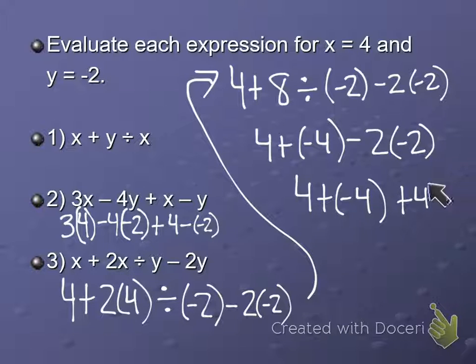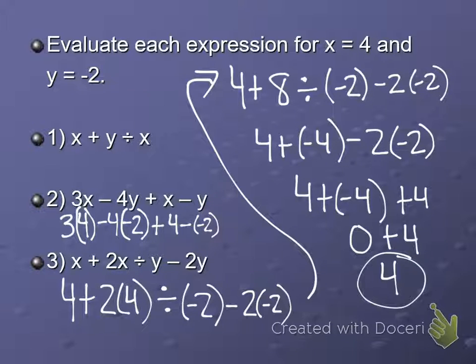Now we've just got all addition here, right? Even though we're adding a negative, we've got all addition. 4 plus negative 4. What? I mean 0. Okay, good. It's all right. So then we really just end up with 4.